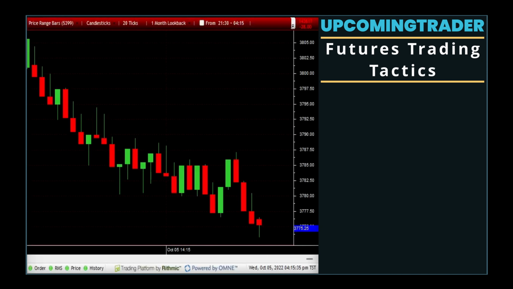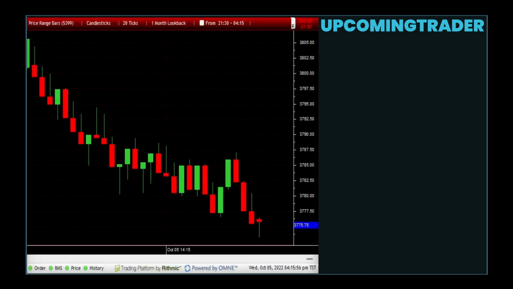How about counter-trend trading strategies in futures trading? This involves taking positions opposite to the prevailing trend in anticipation of a reversal. It's a riskier strategy as it goes against the market momentum, but can be profitable if timed correctly.